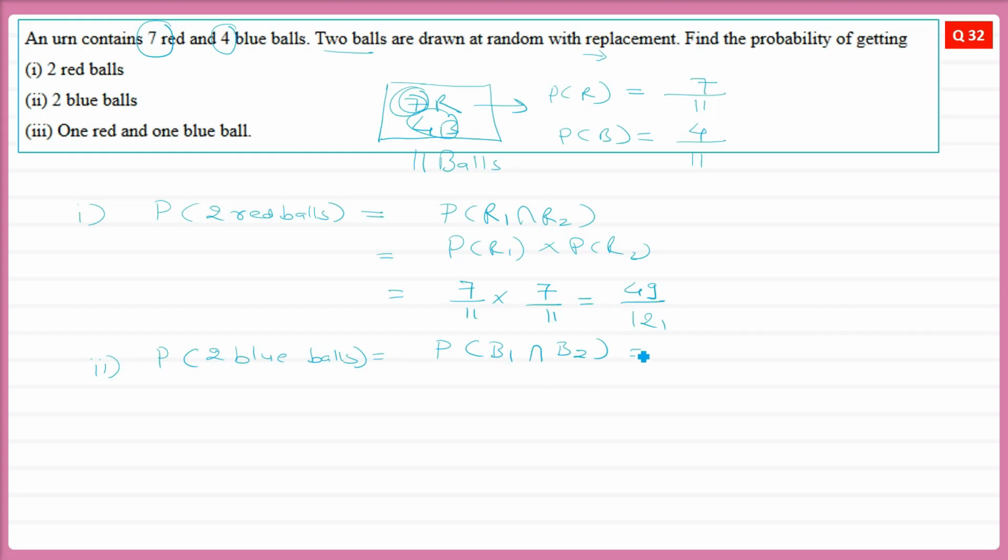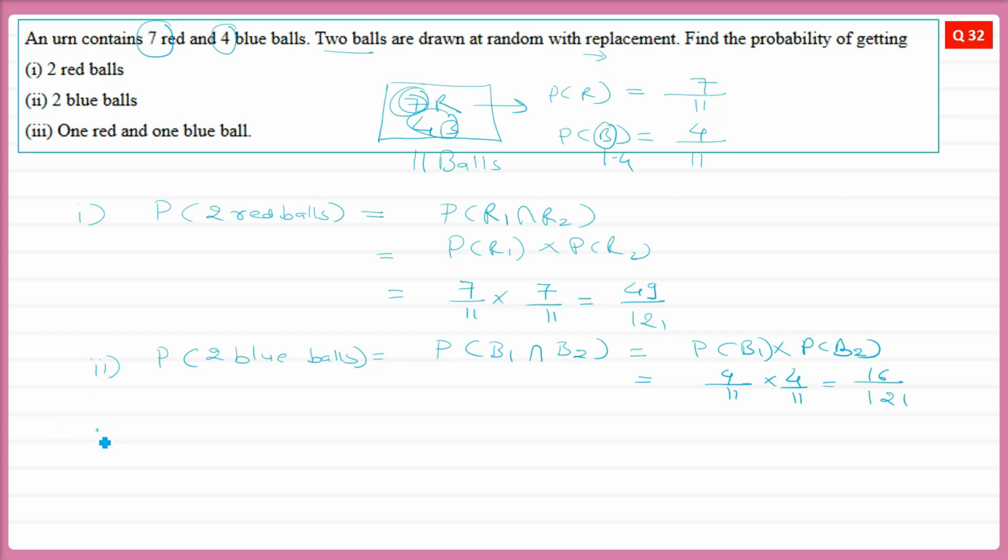So it doesn't matter B1, B2 or B2, B1, any ball can come. These are independent events, so just multiply them separately. P(B1) multiplied by P(B2). The probability of B remains the same for each draw, for any of balls 1 to 4. So P(B1) is also 4 by 11, followed by 4 by 11. This gives you 16 by 121.